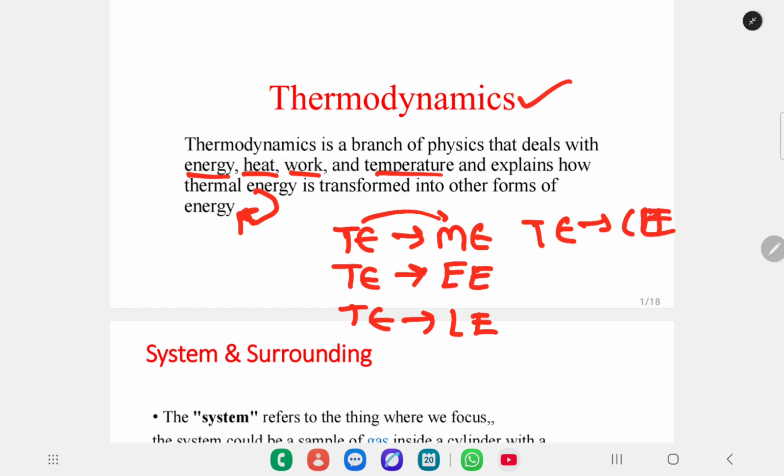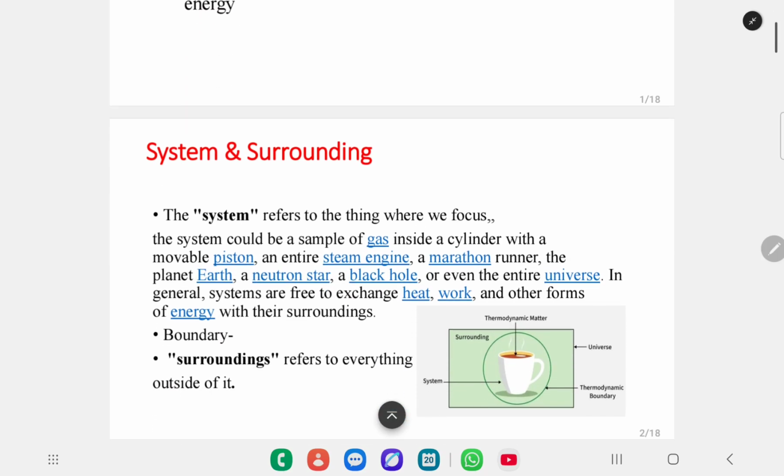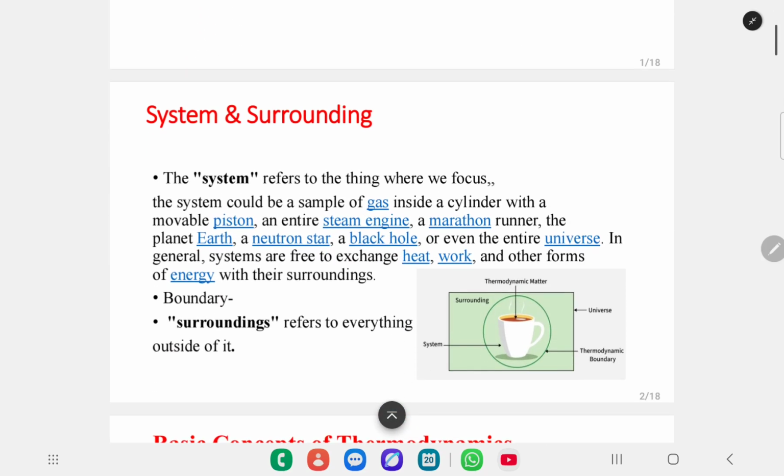So in this way, the thermal energy is transformed into other forms of energy. So it's related to heat, energy, work, and temperature. So we are dealing with this branch of physics, which is called thermodynamics. Okay, moving ahead, system and surroundings. What is a system? So see, the system refers to the thing which we focus on. Wherever we are concentrating and we are talking about something, that is called a system.